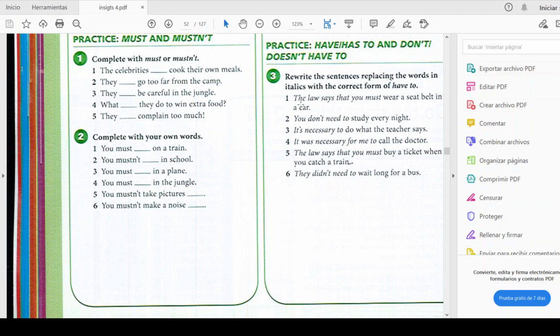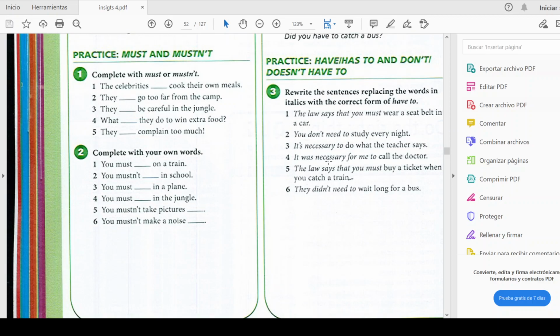As you can see, the law says that you must wear a seat belt in a car, or you don't need to study every night. So you are going to replace the words that are in italics, the ones that are slanted, so to speak, sideways. The law, you don't need, this one. It's necessary, we are going to change this one. It was necessary, number 4, this one. The law says, we are going to change this one. And they didn't need, okay, we are going to change this one.